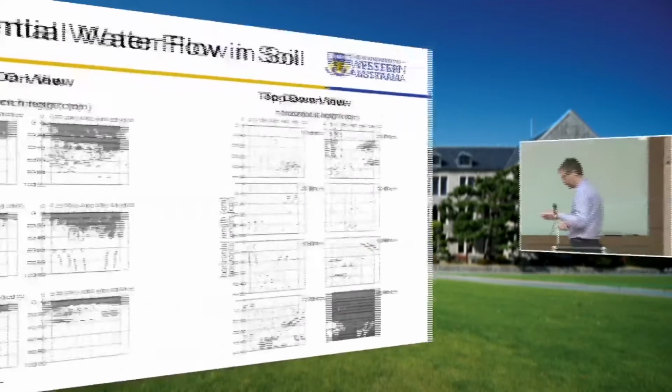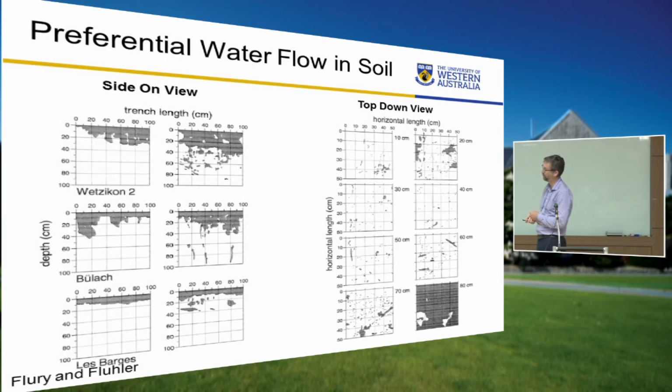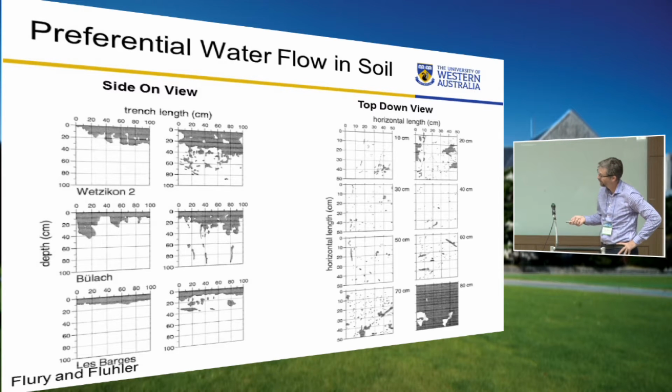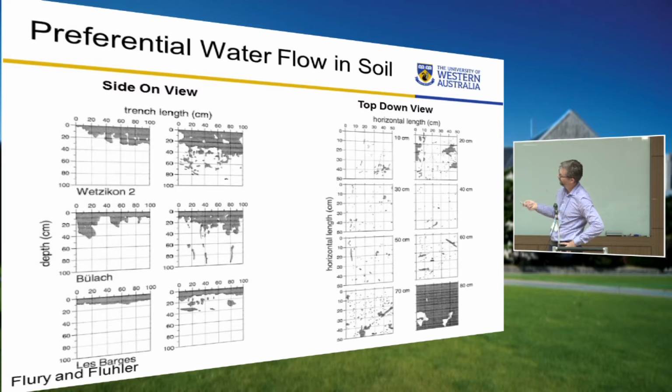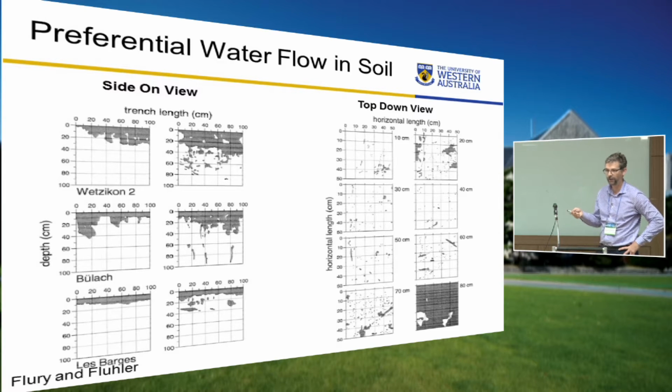And some of my earlier work was looking at things like preferential flow in soils. These are some examples that Marcus Fleury and Hannes Fleuler had generated in Switzerland. And you may have seen this before, but typically you apply a dye to the soil surface and dig it up and then take a photo and measure where the dye actually goes. You see that you tend to get preferential flow. Only parts of the soil are actually transmitting the water and the chemicals that you've applied.